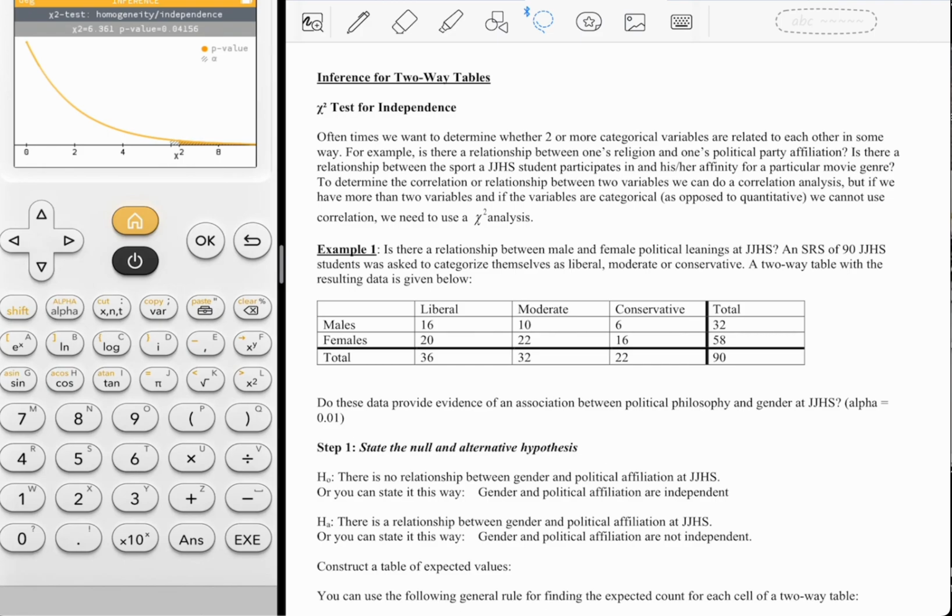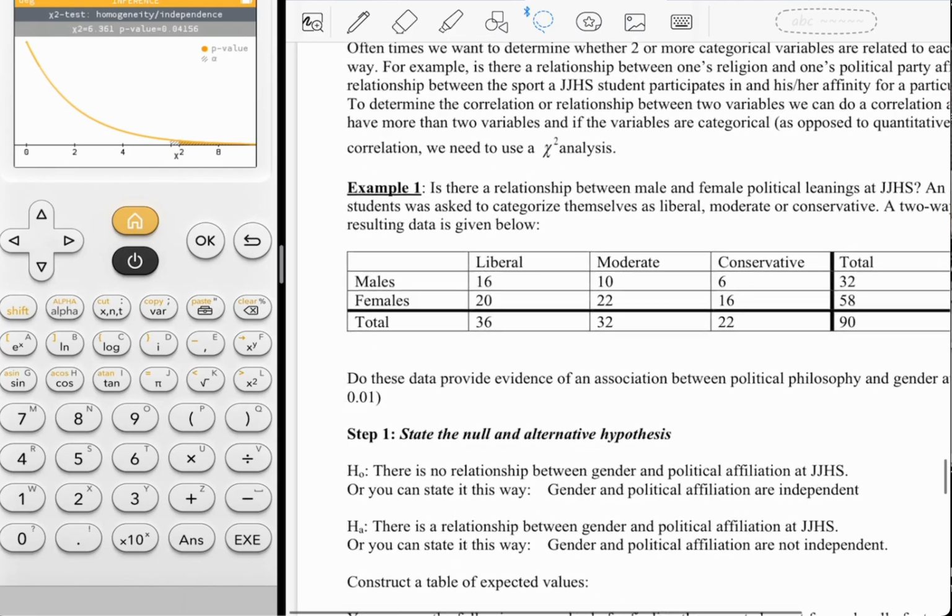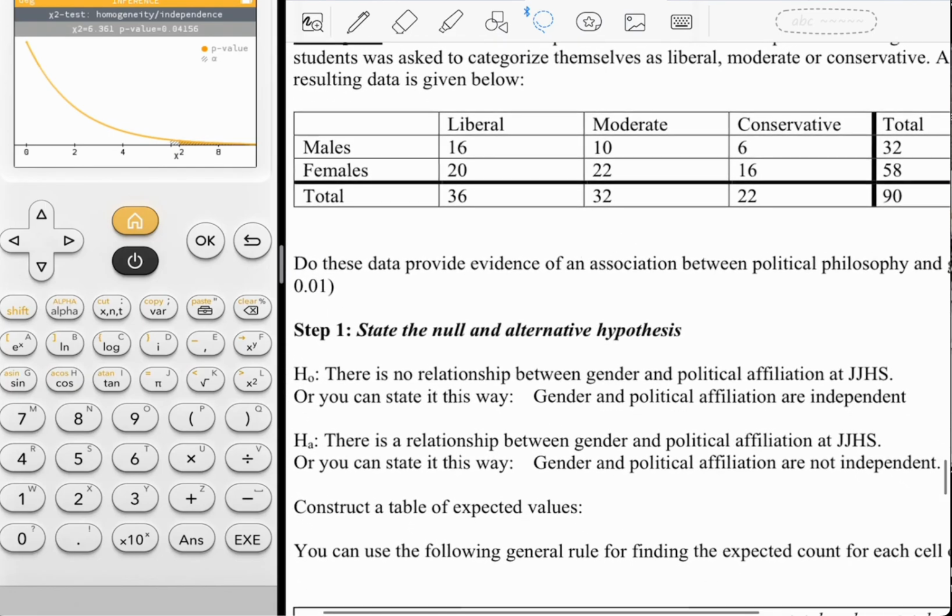So I had this example here. It talks about gender versus political affiliation to see if there's a relationship. The whole solution is there, so you can read through it. But when we talk about whether or not there's a relationship, we're talking about independence. Independence shows no relationship between two variables. Dependence shows that there is some relationship between the two variables.